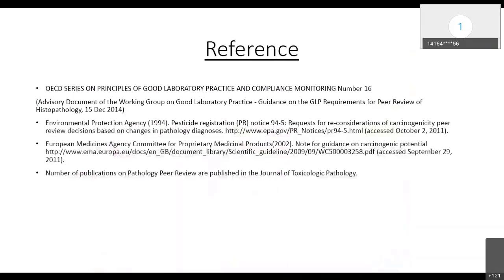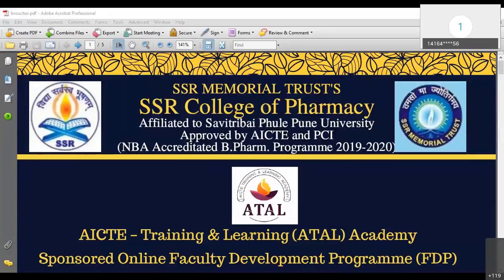Next one. These are the references I used for preparing my presentation, and the best reference among all is the OECD principles, because to match the theme of the program, it's the OECD principles of GLP for peer review pathology. So that's all from my side. If you have any questions, I am happy to take them now.